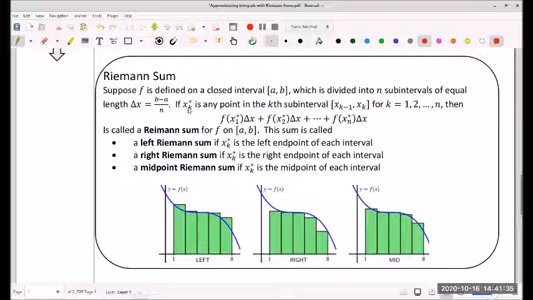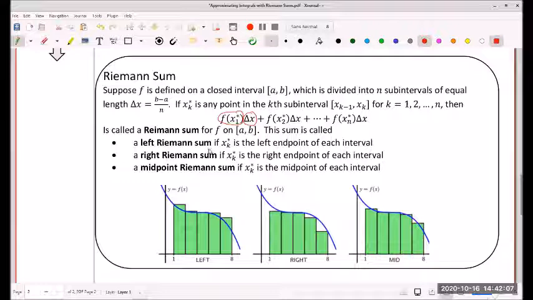And then x star k is some point in that subinterval, and we'll plug that into the function to get the height. So we basically have the height of the rectangle in the first subinterval times the base of the rectangle. And we're using that x value, plugging it into the function to find the height. And then we can do this for each of the n subintervals, right? So basically, we call this sum, summing all these rectangles, the Riemann sum for the function on this interval, right?